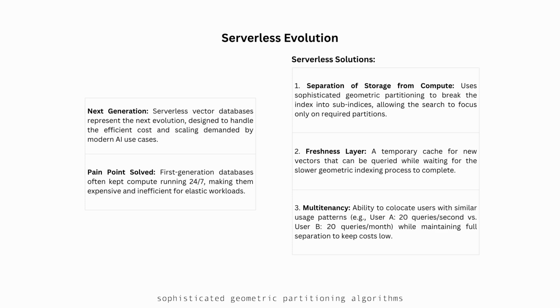Highly sophisticated geometric partitioning algorithms break the vector index into small queryable subindexes. This means when a query comes in, the system only spins up compute to search the specific partitions needed rather than the entire search space. This partitioning is effective but can slow down the initial index build, potentially impacting freshness, the ability to query newly inserted data within seconds.